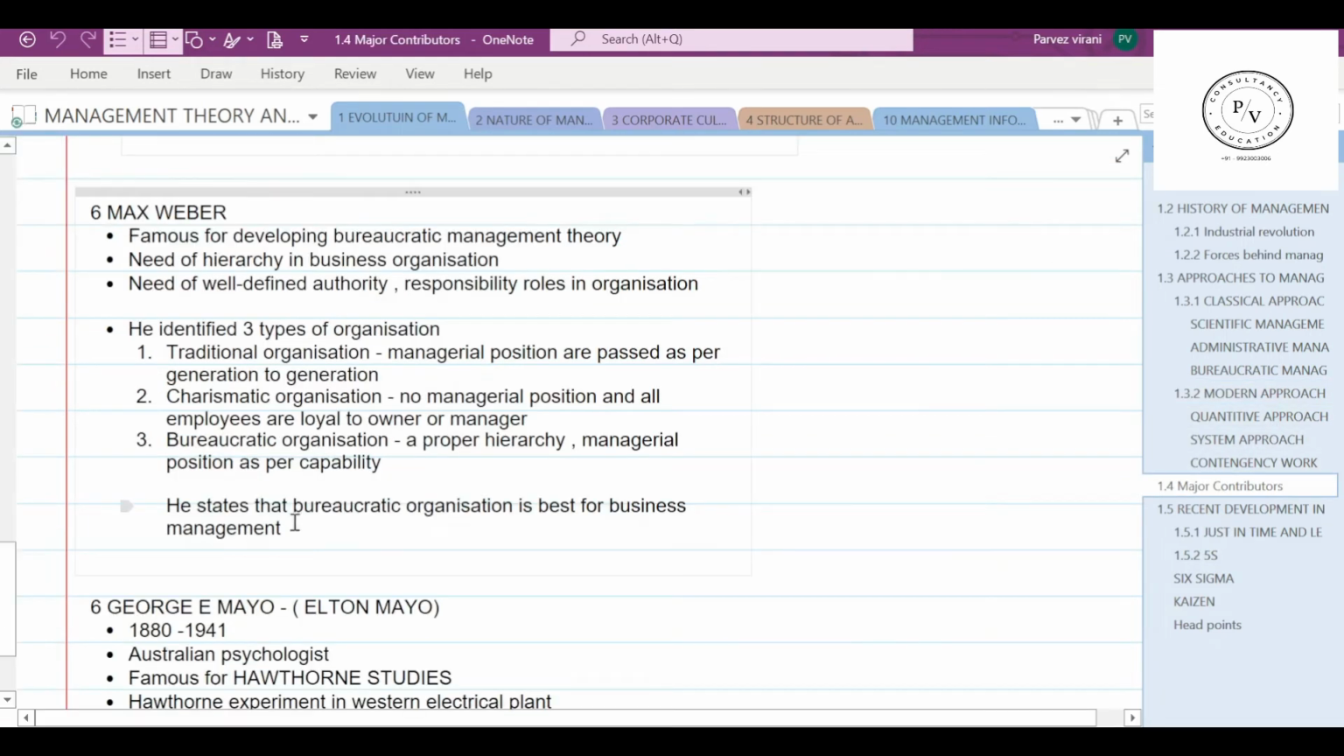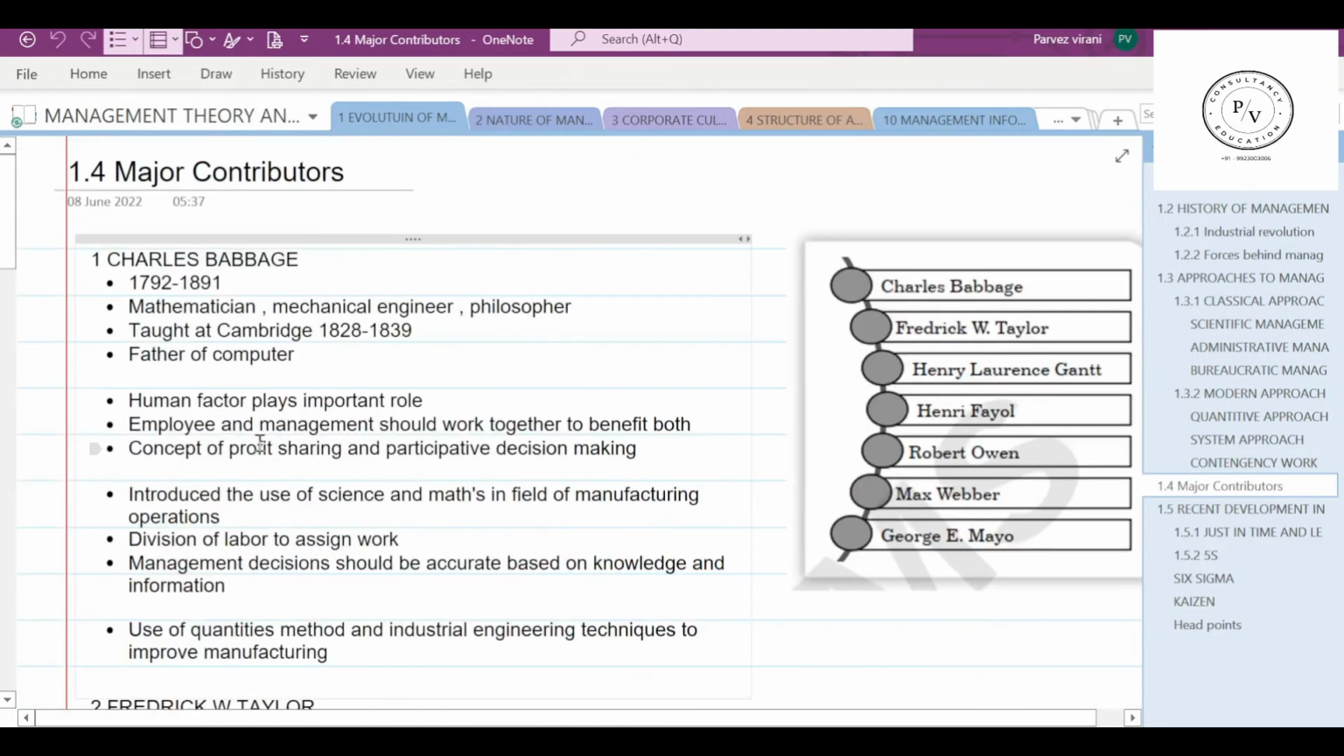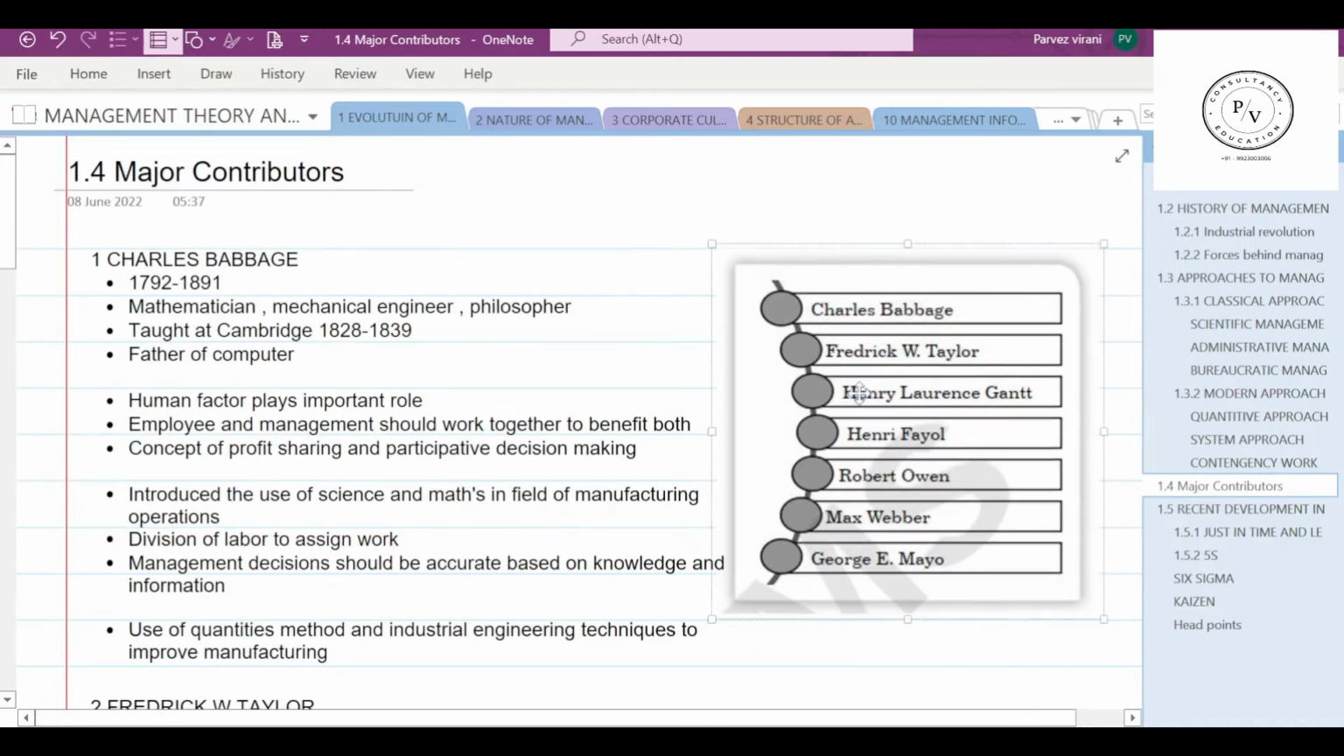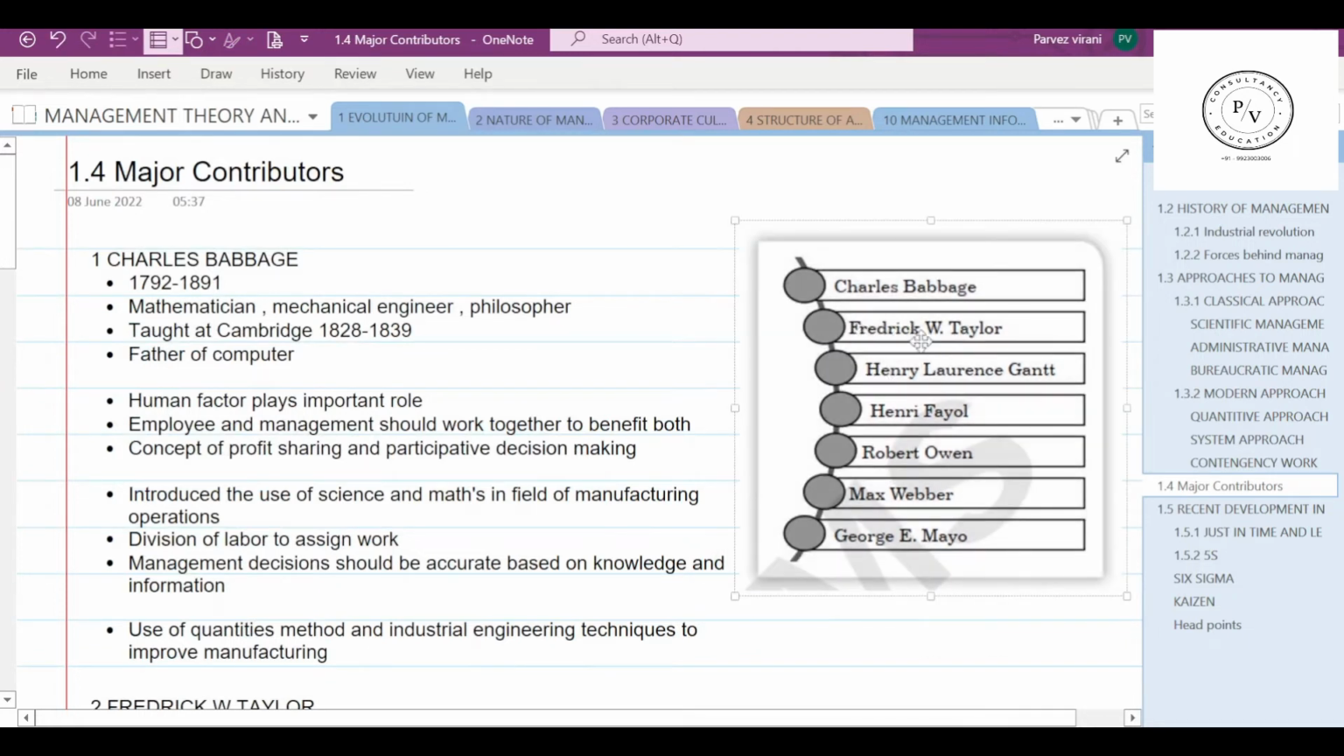Let's go to point 1.4, and that says major contributors of management evolution. So the major contributors are given here. It is Charles Babbage, Frederick Taylor, Henry Gantt, Henry Fayol, Robert Owen, Max Weber, and George E. Mayo. Now we have already studied about Frederick Taylor, Henry Fayol, Henry Gantt, Max Weber. So let's see it again.